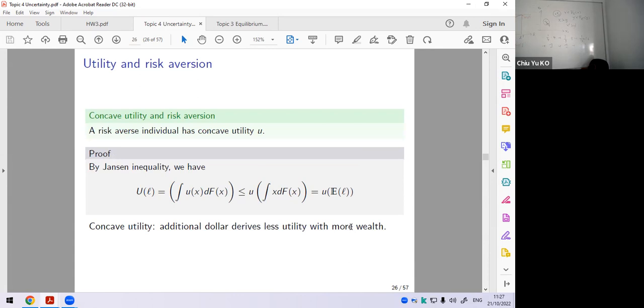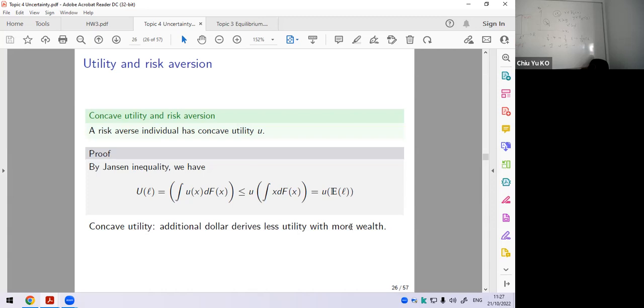And that's why we assume the utility is concave, because you prefer to be given the expected value rather than let the randomness decide. Is that clear? Is that okay?